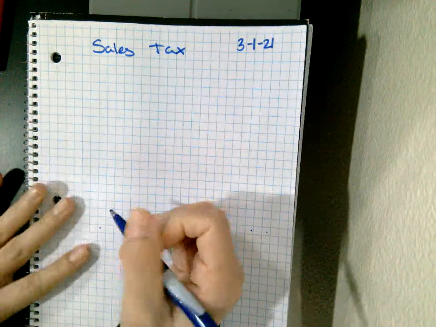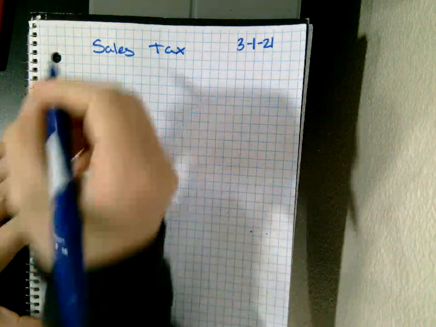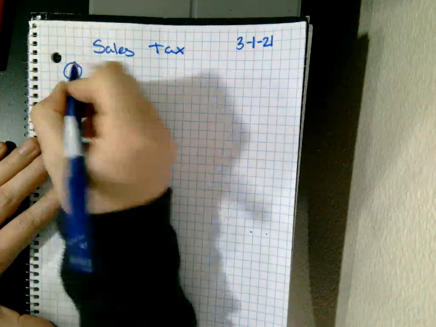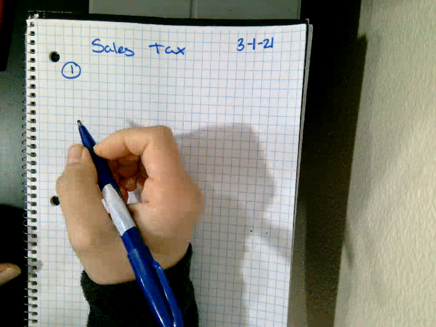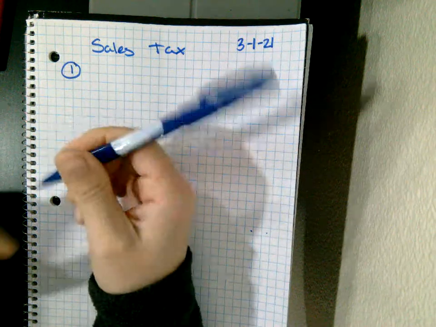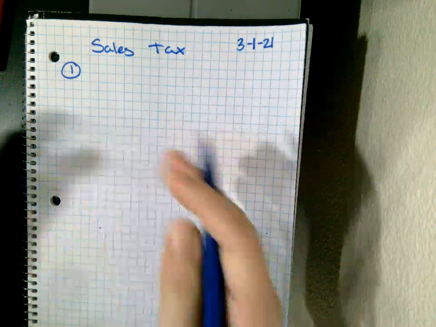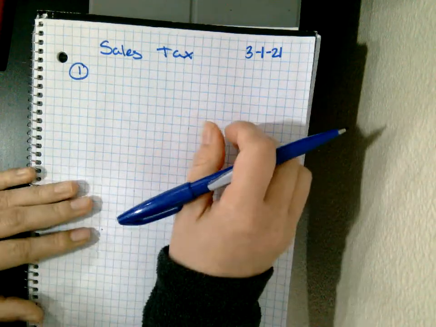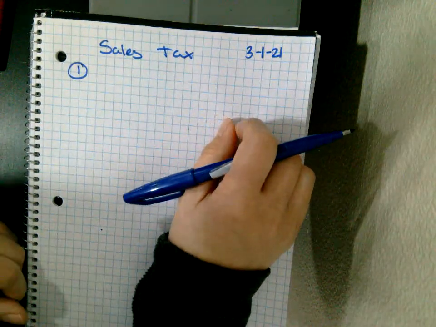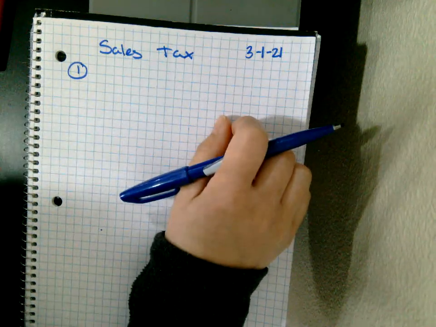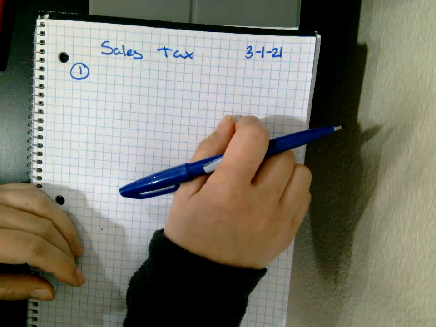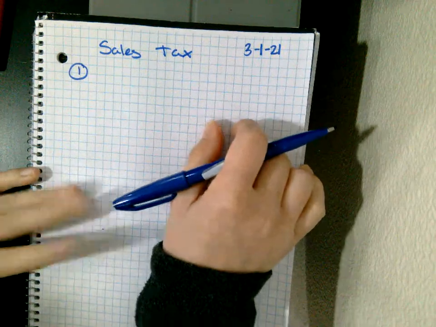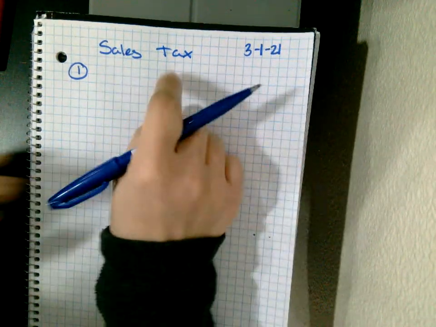Okay, sales tax. Everyone pays sales tax. When you go to the store and you buy anything, you're going to be charged sales tax. To buy this pen, I had to pay sales tax. To buy this notebook, we had to pay sales tax, okay? The chair you're sitting on right now, or couch, or bed, whatever you're sitting on, the floor, someone had to pay sales tax for that. So it's everywhere.